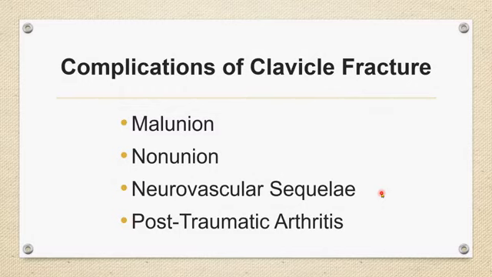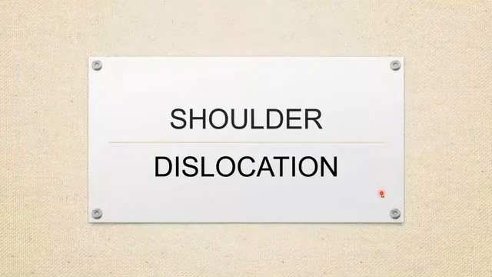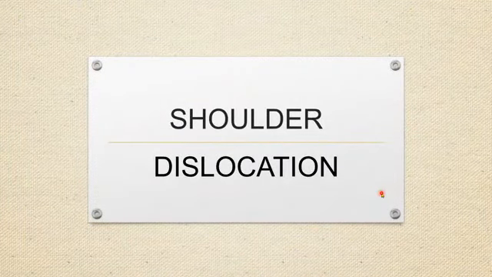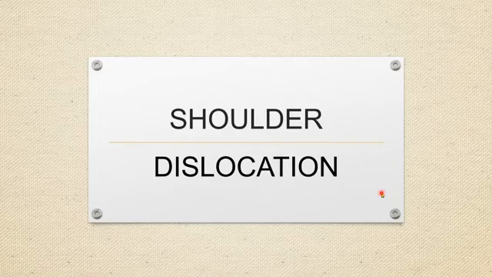At that time you may need operative treatment, and sometimes there may be neurovascular sequelae if there is neurovascular damage initially. Sometimes the patient may develop post-traumatic arthritis of the shoulder joint. It is due to lack of rehabilitation. If you don't go for proper rehabilitation for a clavicle fracture, you may face this type of post-traumatic arthropathy following the clavicle fracture. So this is all about the clavicle fracture that I have told you.